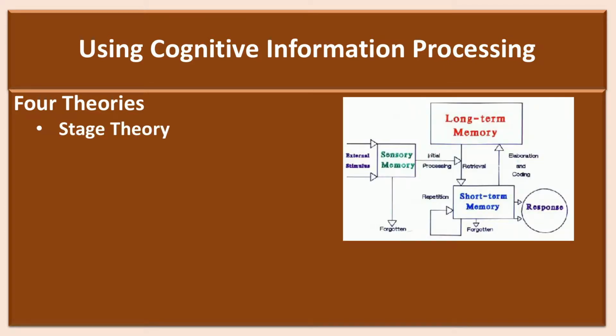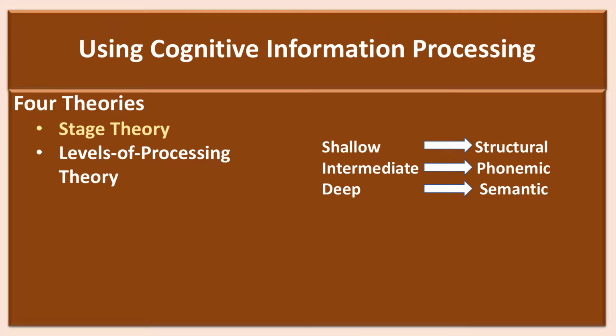The stage theory, in which researchers found that memory is stored in different structures in the brain. The levels of processing theory, which proposed it was the level of elaboration from shallow based on structure or physical properties, intermediate based on phonemic encoding of sounds, and deep processing based on semantic meaning.